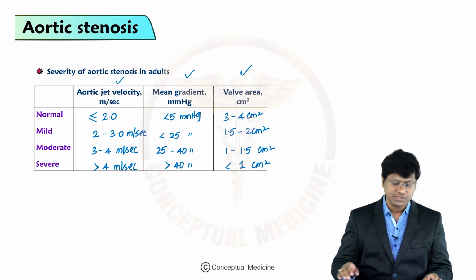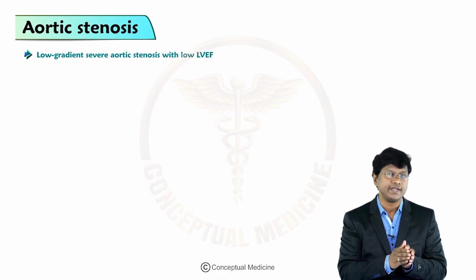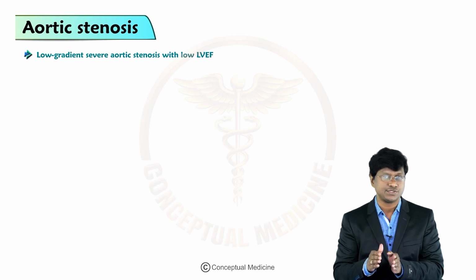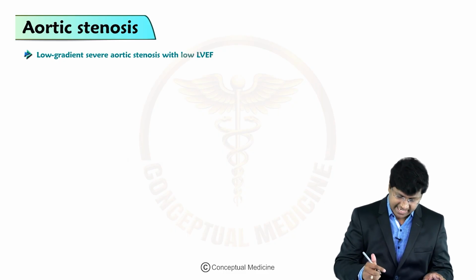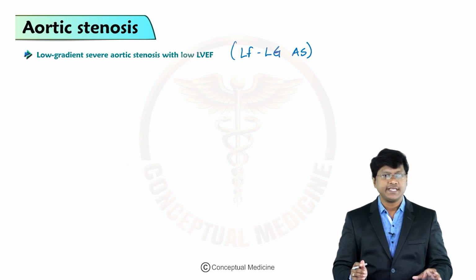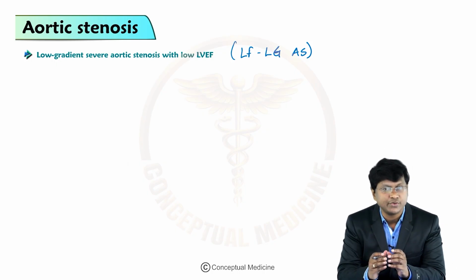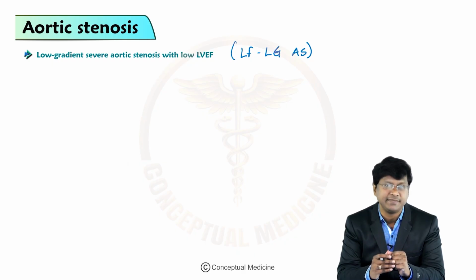Now, apart from this, we have one clinical entity in aortic stenosis called low gradient severe aortic stenosis with low left ventricular ejection fraction. So this is called low flow, low gradient aortic stenosis. Now, what do you mean by this? See, in some patients with an aortic valve area less than 1 centimeter square with a low cardiac output and stroke volume, the mean gradient may be less than 40 millimeters of mercury.